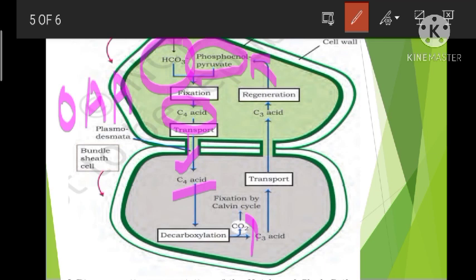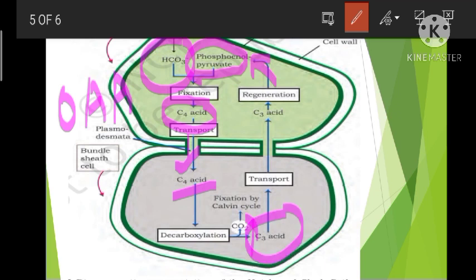Now this 3-phosphoglyceric acid will undergo a series of steps in the reduction process, and at last a glucose molecule or carbohydrate will be synthesized. So due to the decarboxylation of malic acid, carbon dioxide and a C3 acid are formed, isn't it? What is that C3 acid? It is the pyruvic acid or pyruvate.